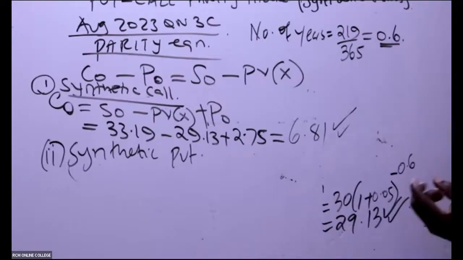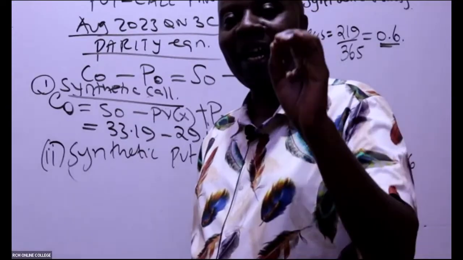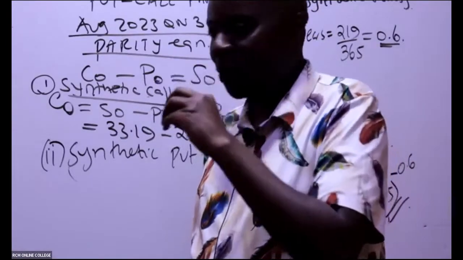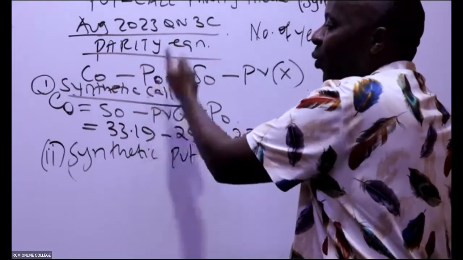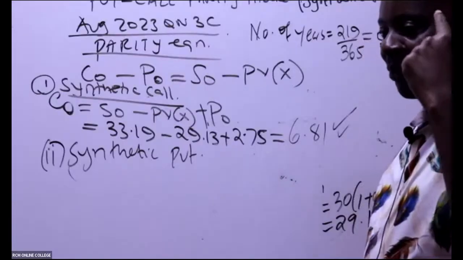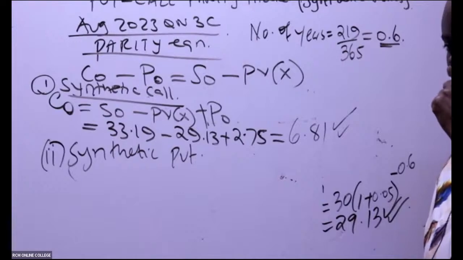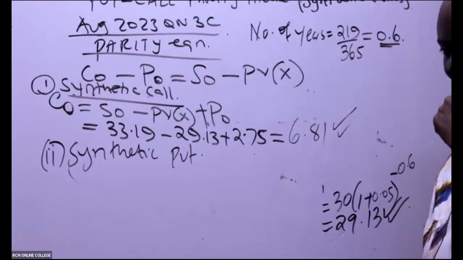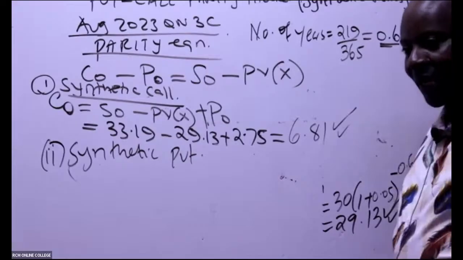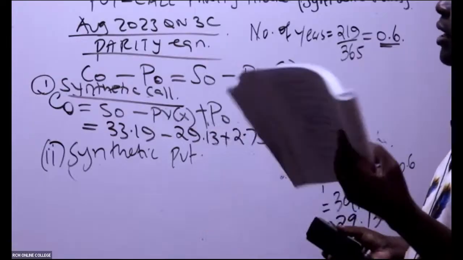So synthetic, whenever you want to get a synthetic asset, you must always go back to the call put parity equation. You must go back to this. And then now you make which one the subject? You make PO the subject of the formula. Is there somebody who was able to make PO the subject of the formula now? Not many, I cannot see many answers. So go ahead and make PO the subject of the formula.